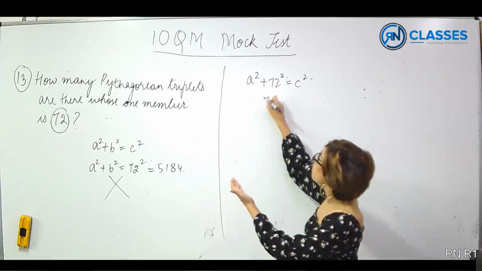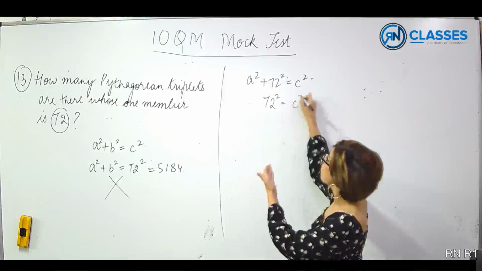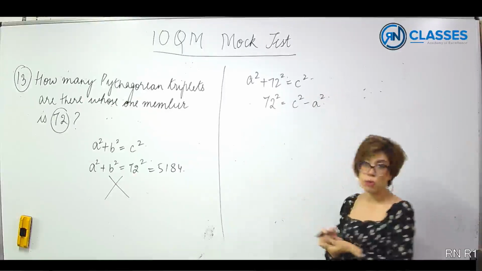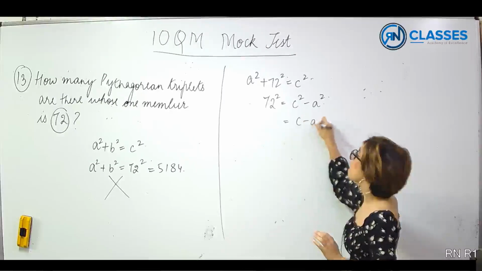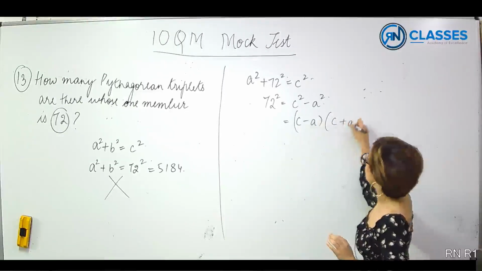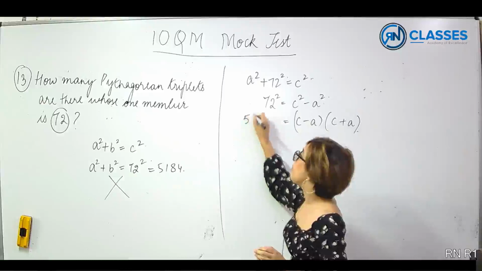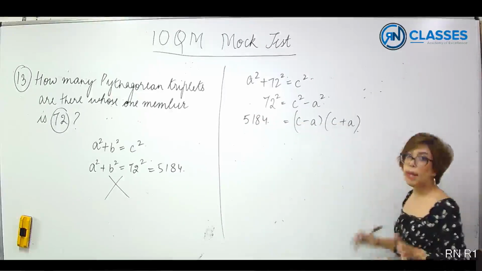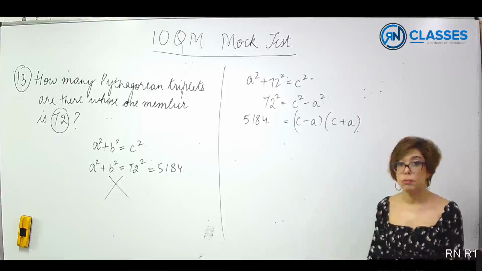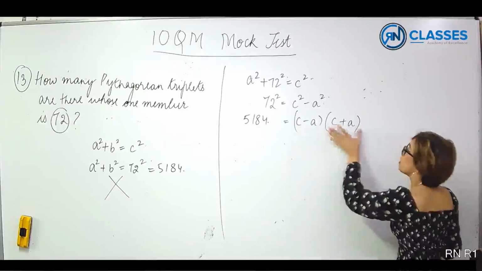Now, obviously I can put 72 square as c square minus a square. Right? Obviously, this is easily factorizable. This is c minus a into c plus a. Right? 72 square, 5184. Now, obviously, these two have to be natural numbers, right? Because Pythagorean triplets are for natural numbers. Right? This is a natural number, this is a natural number.